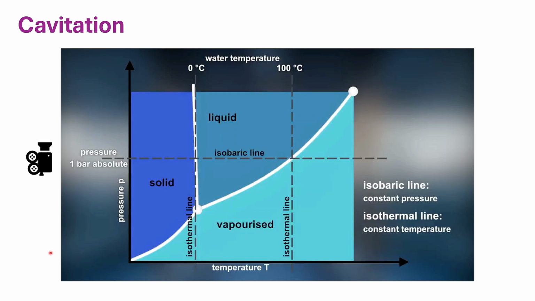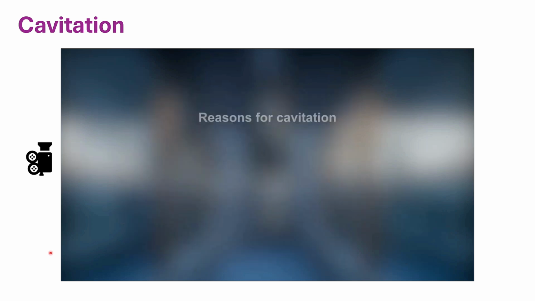Keeping the pressure constant at 1 bar absolute, liquid water evaporates when the temperature is increased above 100 degrees Celsius. Evaporation of water is not only possible when the temperature is increased at a constant pressure. The other possibility is to keep the temperature constant and reduce the pressure below the vapor pressure. Water can evaporate and condense at temperatures below 100 degrees Celsius if the static pressure is low enough. This is exactly what happens when cavitation occurs.